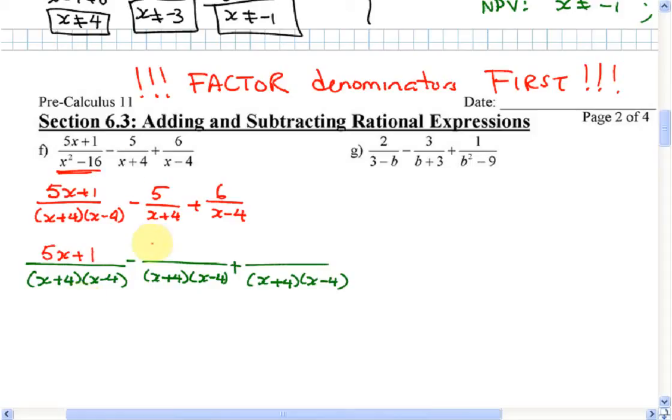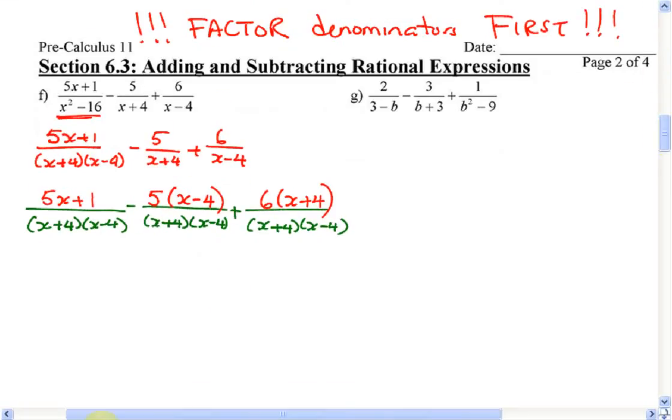Yes. Melania saying, hey, look, Mr. Lee, I'm missing an x minus 4 from the second one, so put it in. Good. And from the third one, what am I missing there? X plus 4. So let's put it in. And now life is good because you've got your common denominators. Just go ahead now and add and subtract the numerators. Here we go.